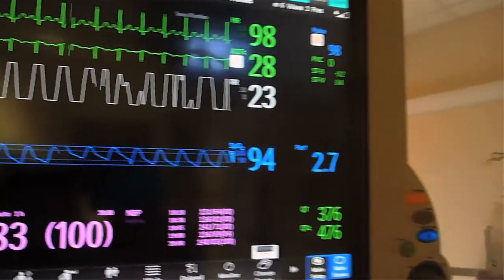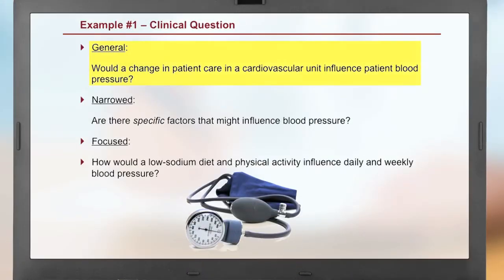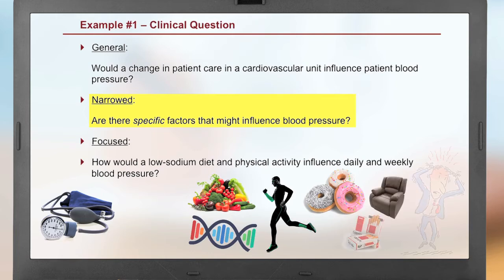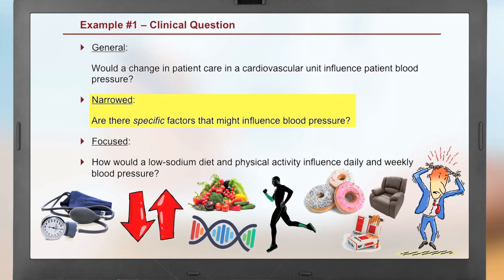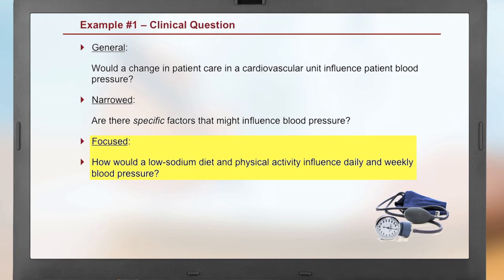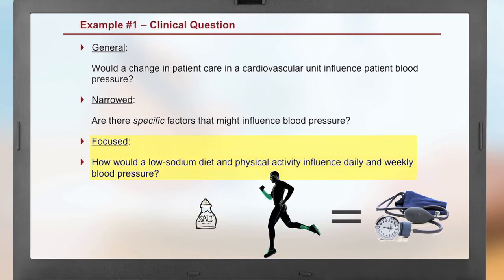Now that we've touched on general methods, let's consider our first quantitative example. We want to know if changing a given protocol in a cardiovascular unit will have any effect on patients' blood pressure. To make the question narrower, we could further consider the range of variables at play in this situation. That is, which factors could contribute to increases or decreases in blood pressure. As a final step, we could ask more specifically about the influences of two variables, sodium intake and physical activity, and how a decrease in one and an increase in the other could lead to changes in blood pressure.